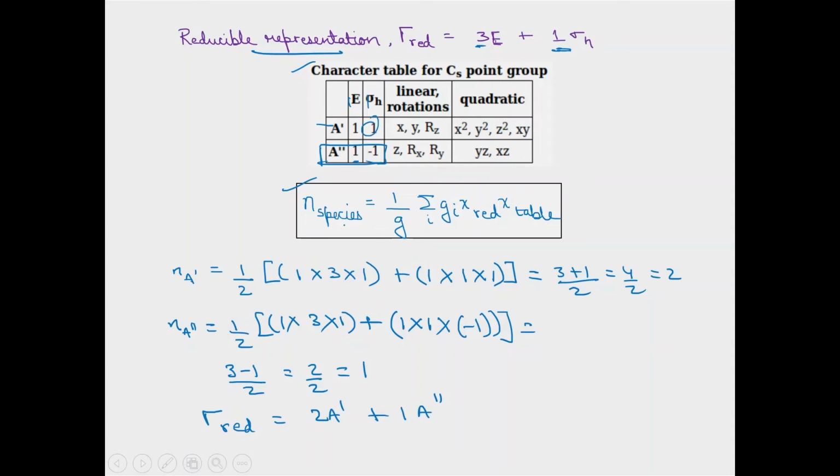Okay. So from this character table, for the species, if it is transforming to Cartesian coordinate x, y or z, then that species is IR active. So here we can see that in both the cases, A dash also transforms into x and y, and A double dash also transforms to z. So both of these species are IR active and there are two A dash. So 2 plus 1, that means there are a total of 3 IR active CO stretching bands.